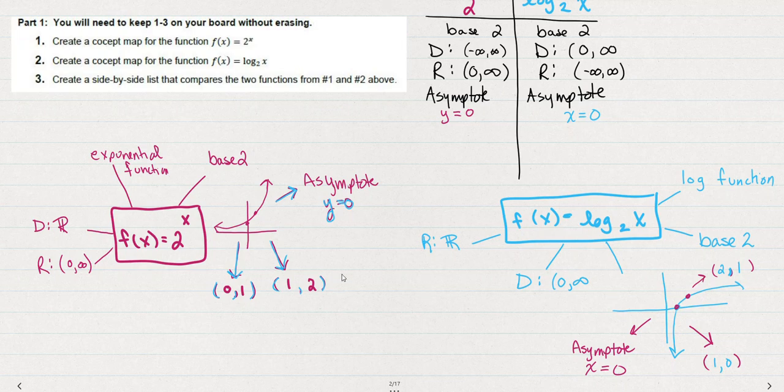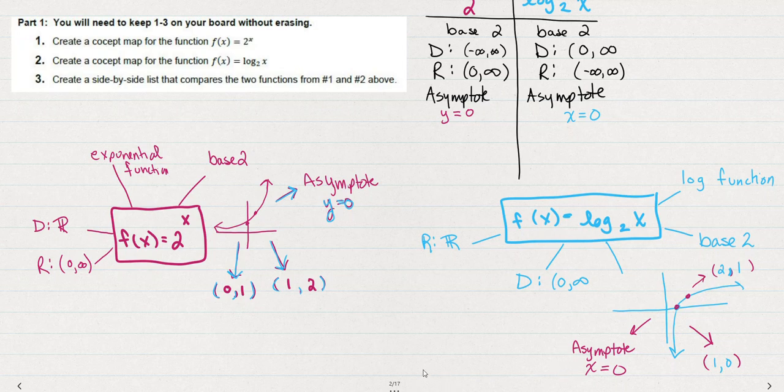When we move over to the log function, f of x equals log base 2 of x, we see that the range is all real numbers. And notice that that was the domain of the 2 to the x. And the domain is 0 to infinity, which was the range of f of x equals 2 to the x. We call this a logarithmic function or a log function. And it also has base 2, and we can see the graph.